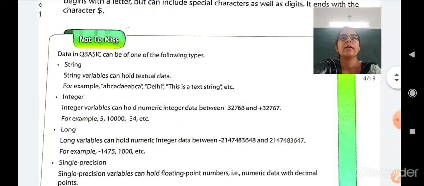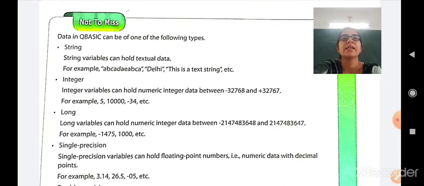Now let us see the data types in QBasic. Data can be of one or more of the following types. It can be string. String variables can hold textual data, for example ABCD, Delhi, this is a text string, etc. So the first data type is string. It is used to store string data.